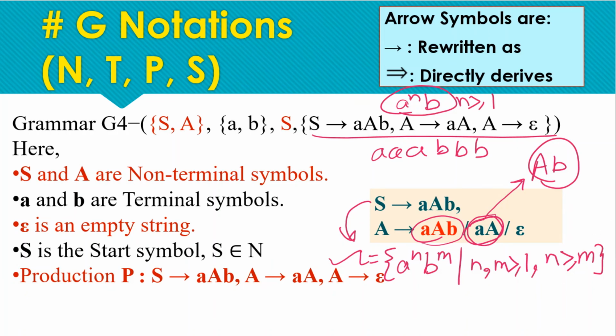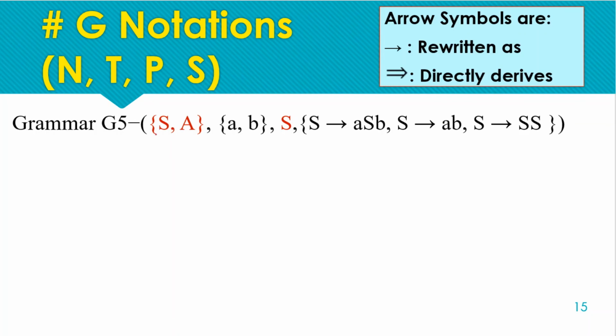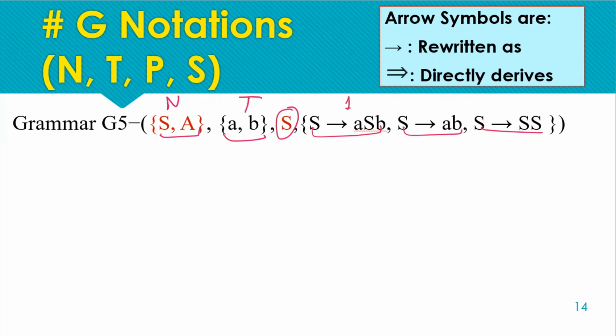So next question, for the next question, these are the non-terminals and these are the terminals, and this is the start symbol of the grammar. Next we have the production rules. So these are production rule number 1, production rule number 2 and production rule number 3.